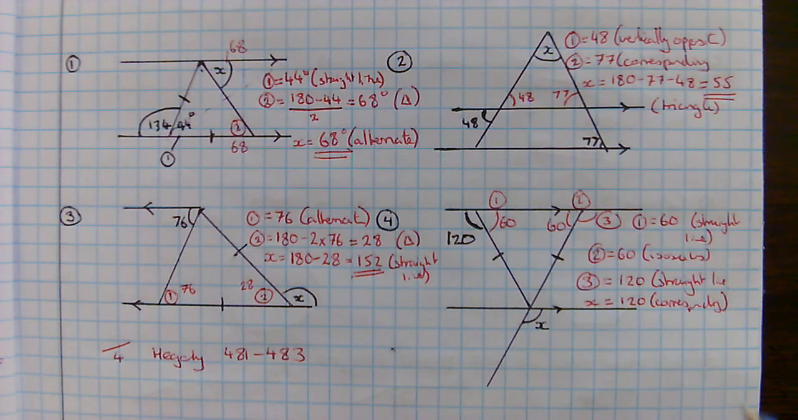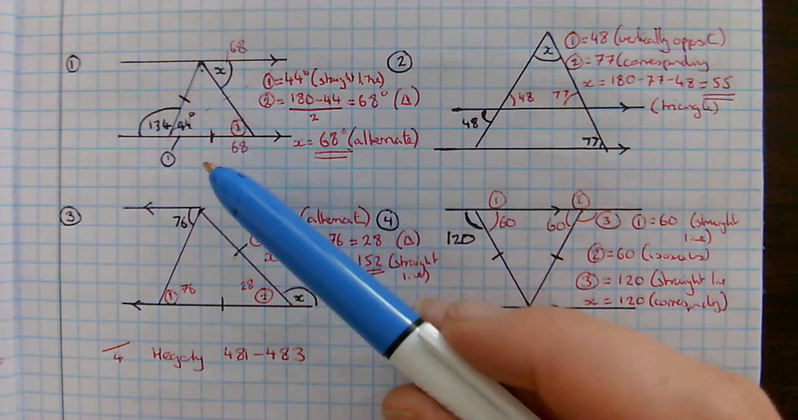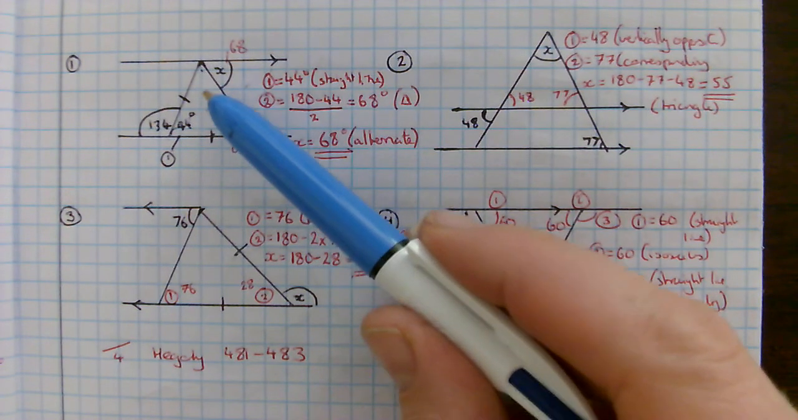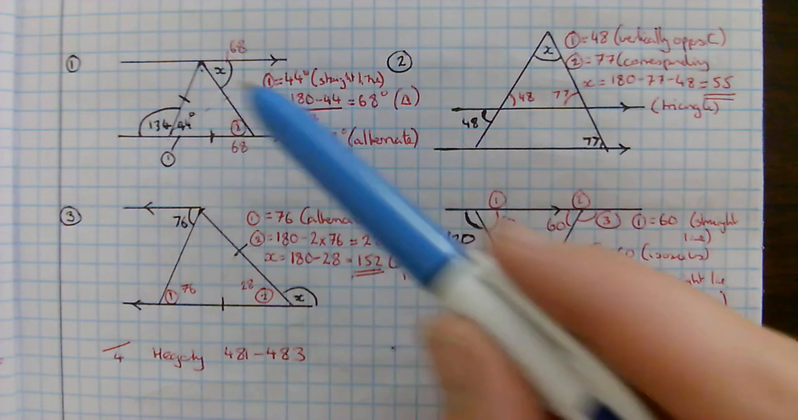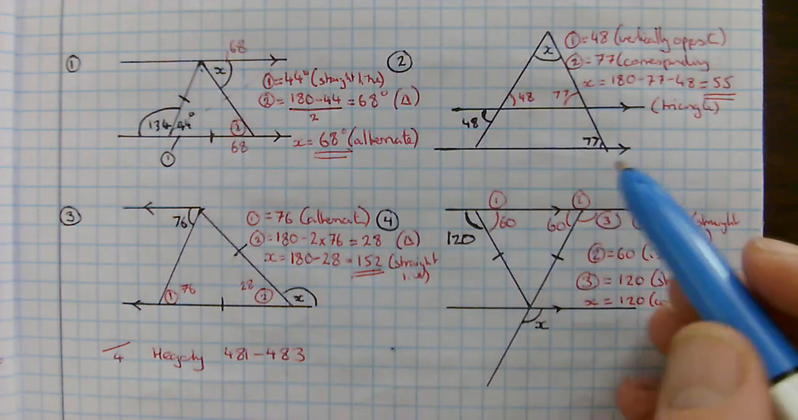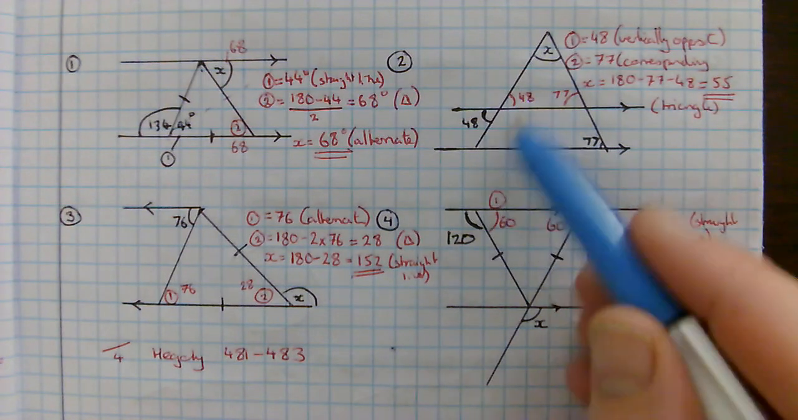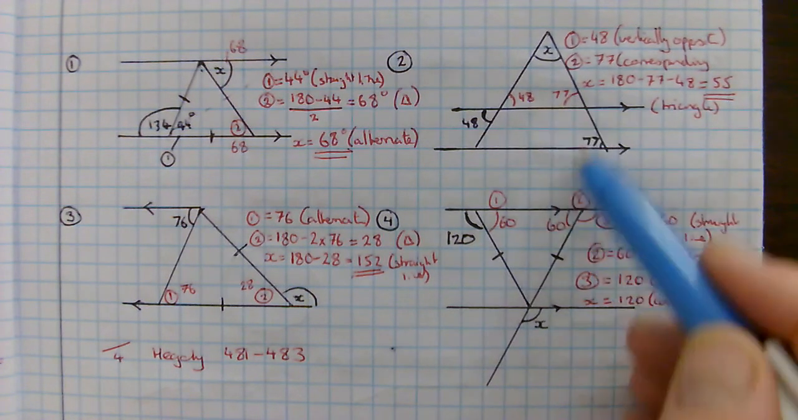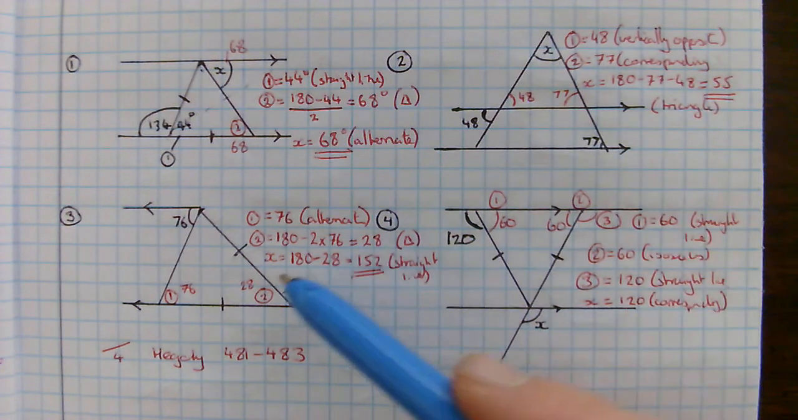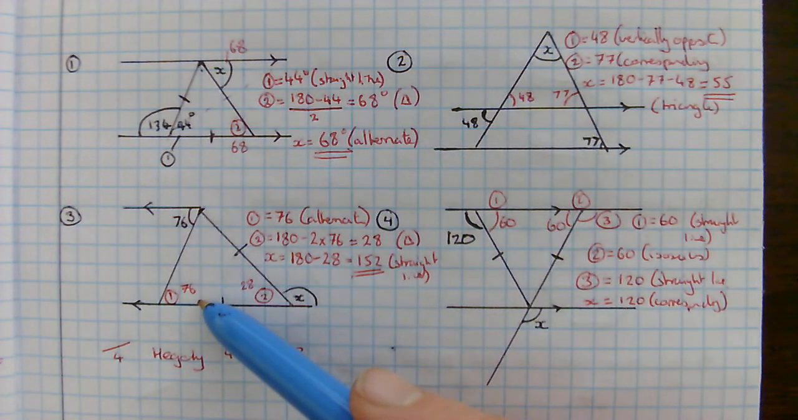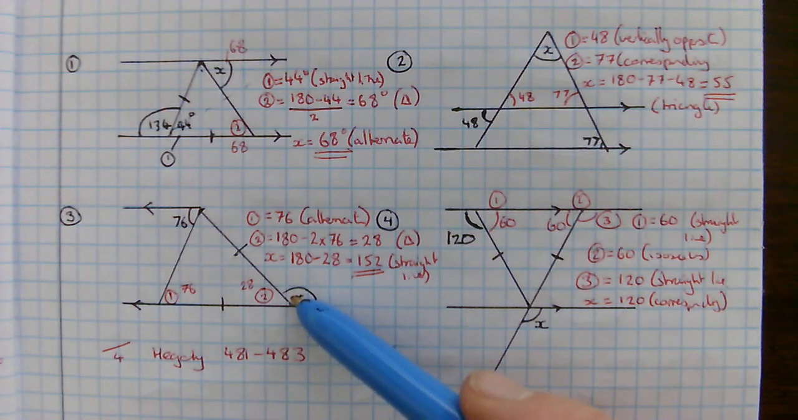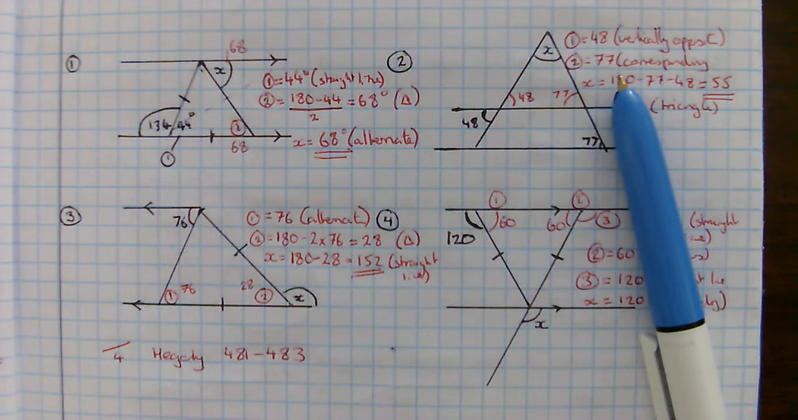Okay, so here are your 4 questions. So first one, you used your straight line to find out this was 44. These two must be equal, so they're both equal to 68, and then you've got an alternate angle tells you that x is equal to 68 here. For the second one, you can use vertically opposite to find that this is 48, and corresponding to find this is 77. Use your triangle then, find this is 55. We've got 76 here from the alternate. You know this isosceles, so this must be 28. 180 minus 28 gives you 152. Give yourself a mark out of 4.